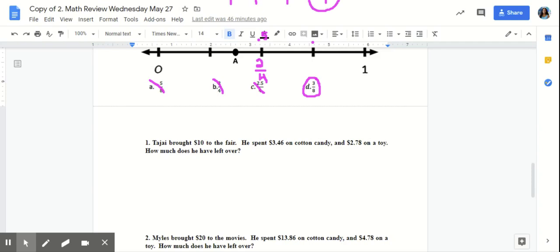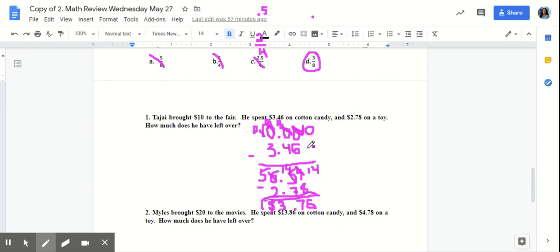Tajai brought $10 to the fair. He spent $3.46 on cotton candy and $2.78 on a toy. How much does he have left over? What operation are we going to be using for this problem? That's right, subtraction.